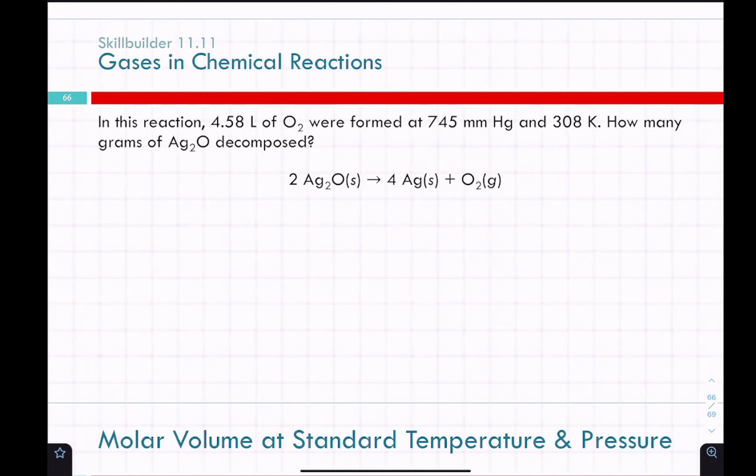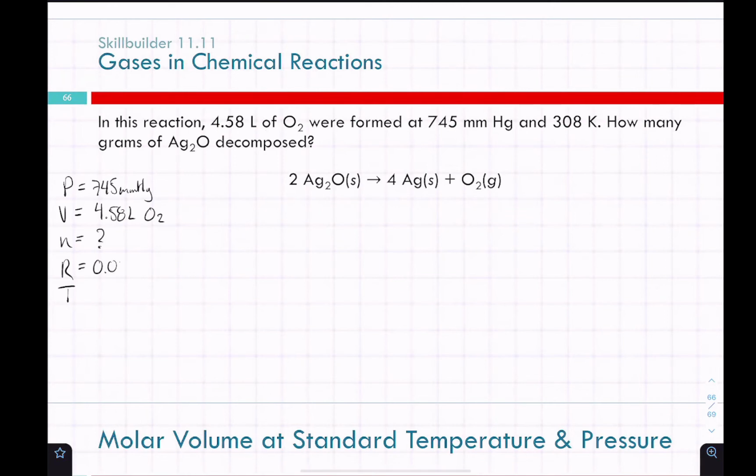Gases and chemical reactions. So in this reaction, we have 4.58 liters of oxygen. It's formed at 745 millimeters of mercury and 308 Kelvin. How many grams of silver oxide decomposed? So we're starting with our A, where we have the pressure, volume, and temperature of oxygen. So our P, V, n, T: pressure is going to be 745 millimeters of mercury, V is 4.58 liters O2, and n is what we're looking for.